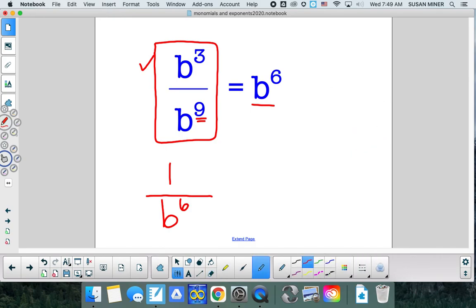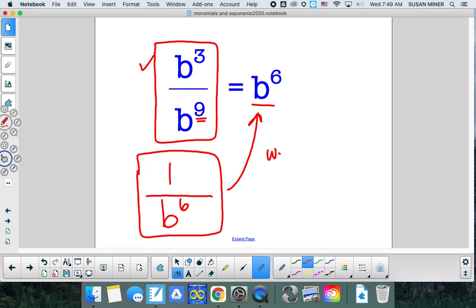Okay, so my result that I got when I solved this is 1 over b to the 6th. And of course, now we can see the problem is that we need the 1 in the numerator. Okay, so there we go. And that's exactly what we're going to be doing on our assignment today.